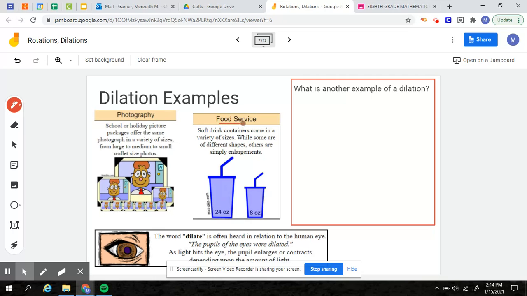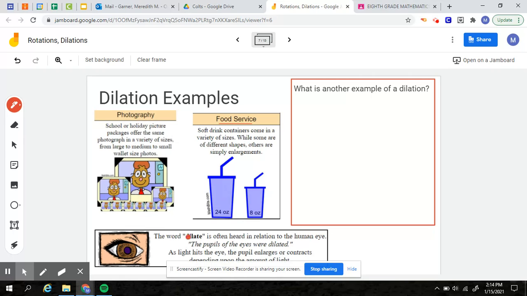Same thing with food and drinks. If you go to McDonald's, you can get a small Coca-Cola, you can get a medium Coca-Cola, you can get a large, an extra large. The cup is the same, the lid is the same, the Coke is the same. The only thing that's different is the size.